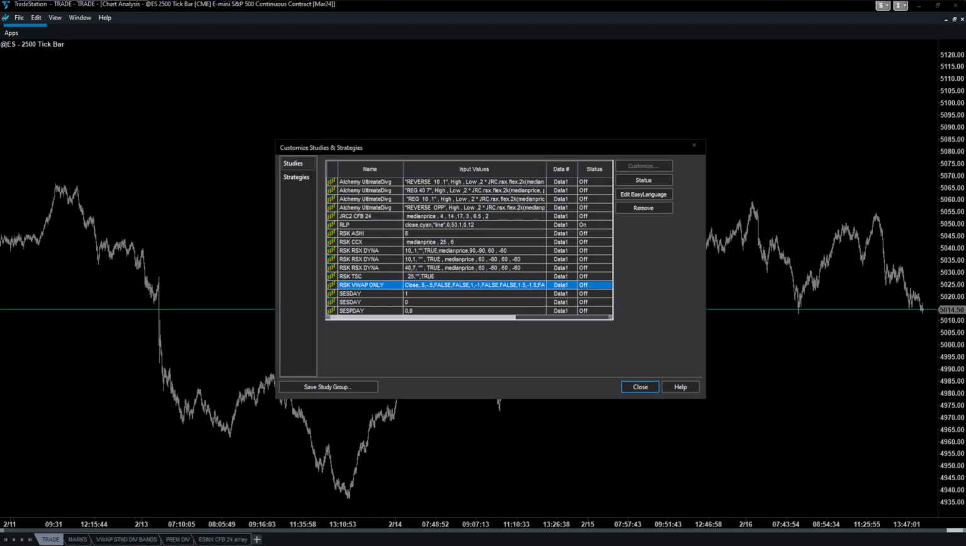This begins a series of videos that will describe the function of each of the indicators on the charts that are contained in the trade workspace. So we're going to start off with the RLP indicator.